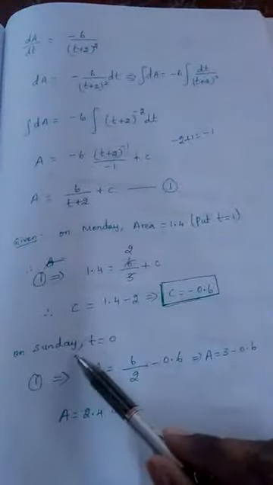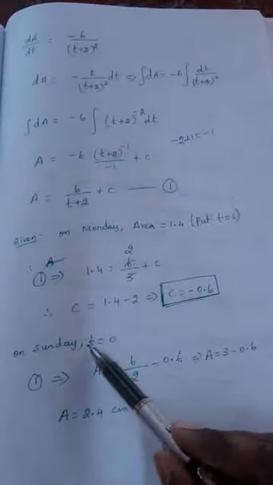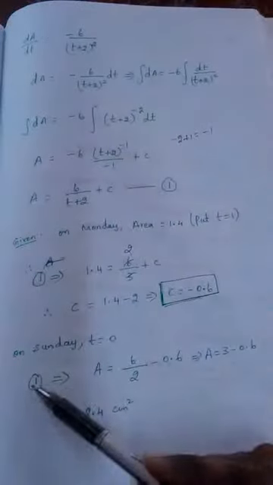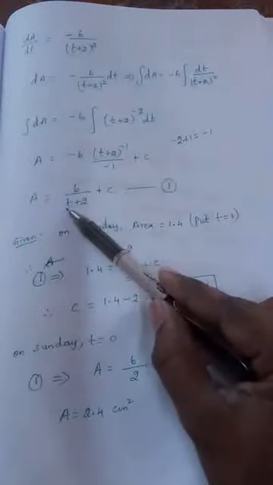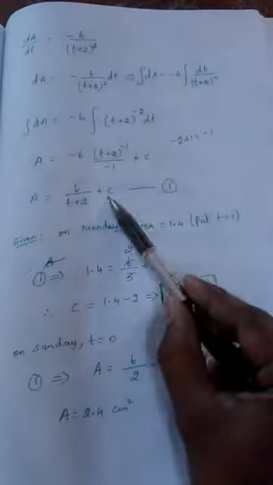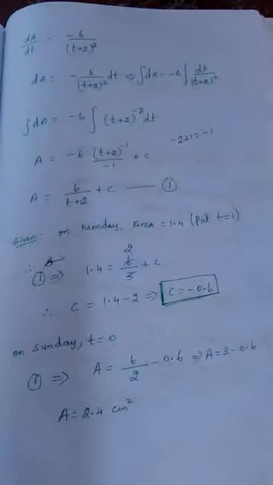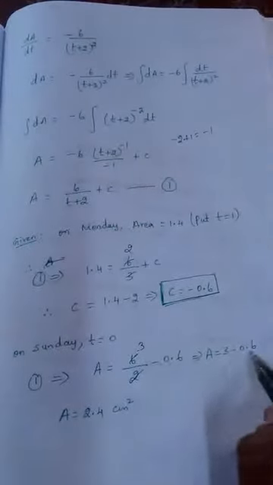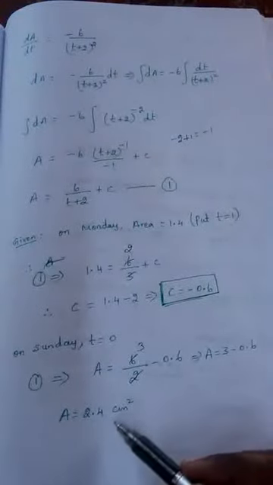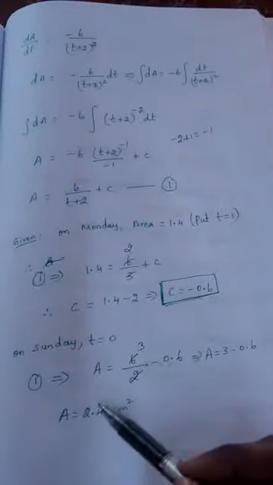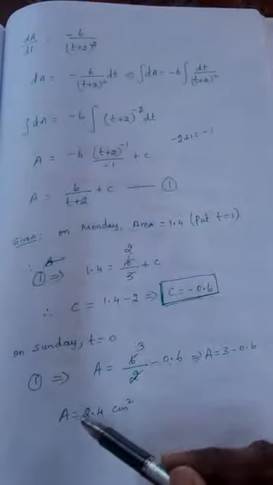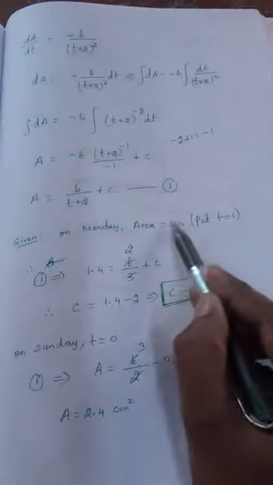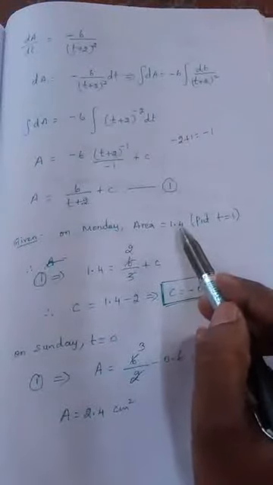Now the two questions I have to answer. On Sunday, what is the area of the wound? Sunday means the starting day, so I put t equal to 0 in the first equation. A is equal to 6 by 2 plus c, and c we just found is minus 0.6. Cancelling 2 and 6, 3 will come. So 3 minus 0.6 gives 2.4 centimeter square, the area of the wound on Sunday. On Monday the area was 1.4, so it starts healing. That is the meaning.